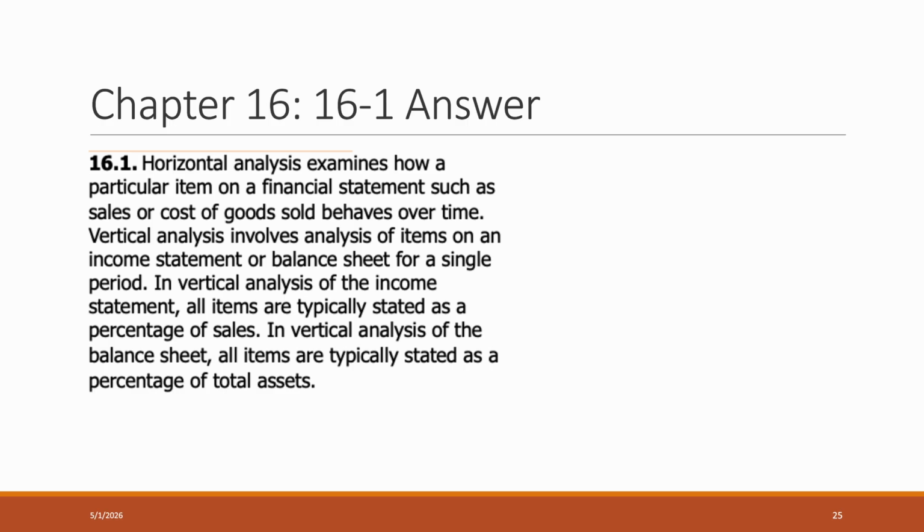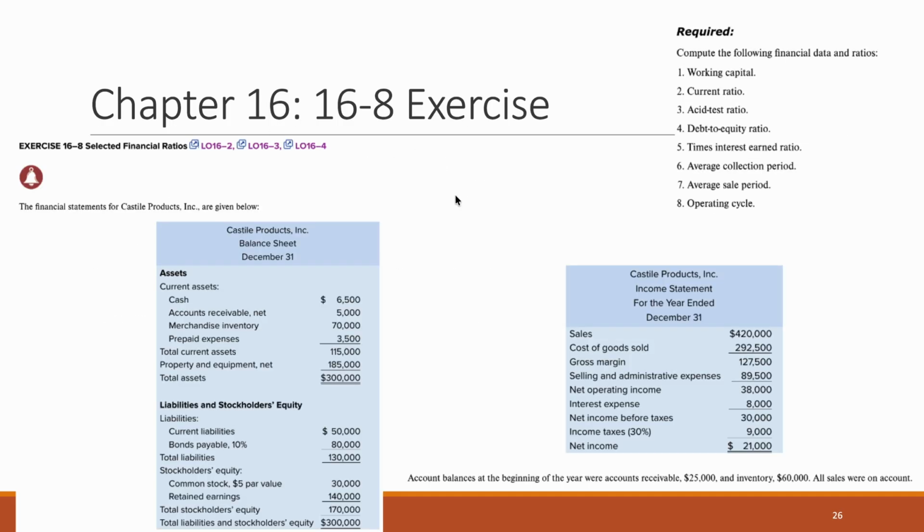We'll move on to the final exercise of the exam review. We're going to be looking at 16-8. I apologize for how the slide is laid out, but there was a lot of information I had to include on here. So we've got our two blue tables here of data. It's the financial statements for this company, Castile Products. And we're going to be calculating the financial data and ratios over here that are required.